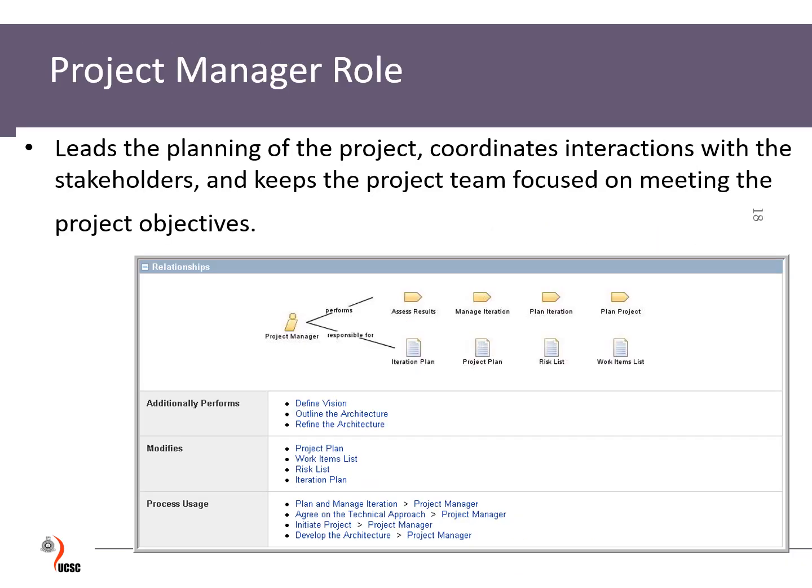When we move to the other one, the project manager role, these are the things he performs: assess results, manage iteration, plan iteration, and project plan. And again, there are four artifacts he is responsible for. He leads the planning of the project, coordinates the interaction with the stakeholders, and keeps the project team focused on meeting the project objectives. So he is the man who manages the others to get the work done.